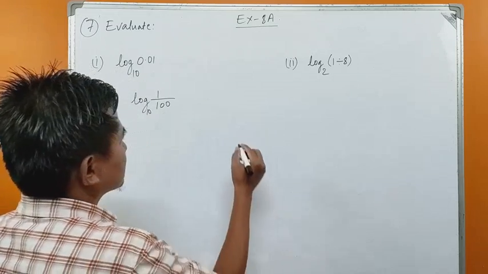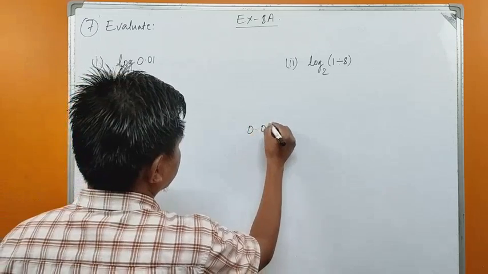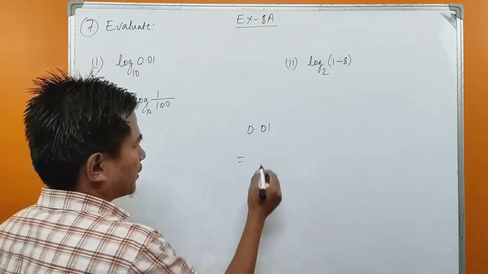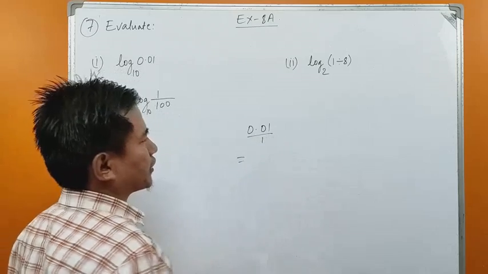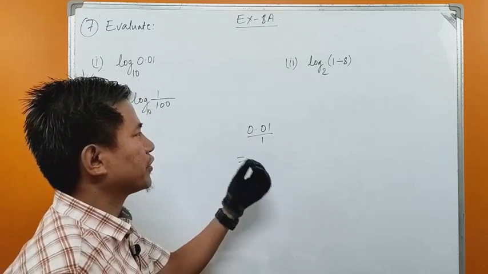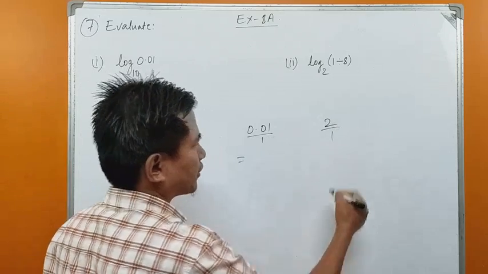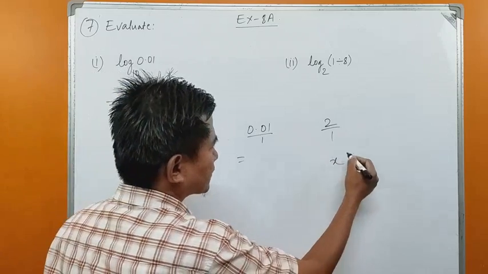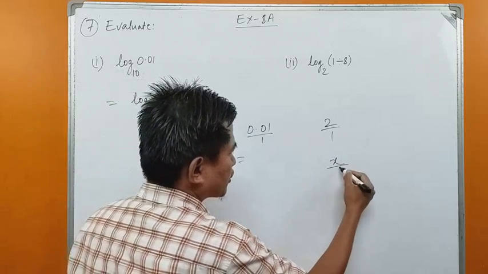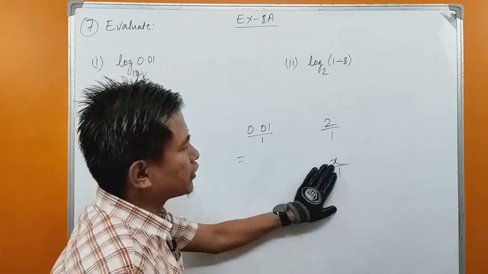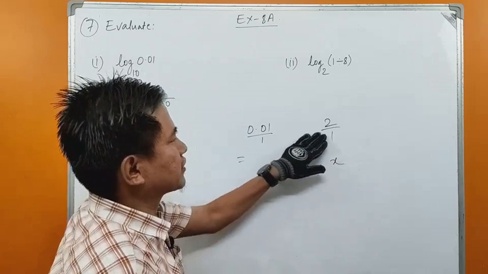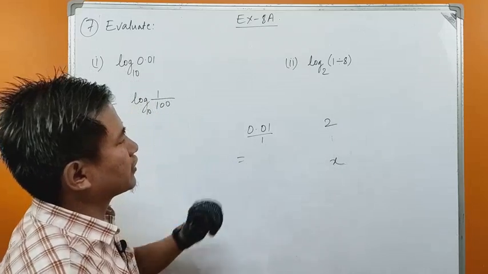Let me explain this. Suppose we have 0.01 here. We already have 1 in the denominator, isn't it? Because every number has 1 in the denominator. If I write 2, we must understand there is 1 in the denominator. If I write x, then we must understand there is 1 in the denominator. But we usually don't write 1. We must understand this, isn't it? So there is already 1 in the denominator.